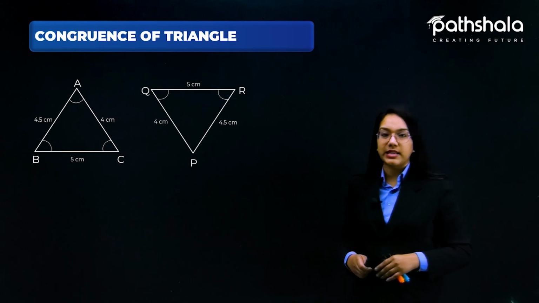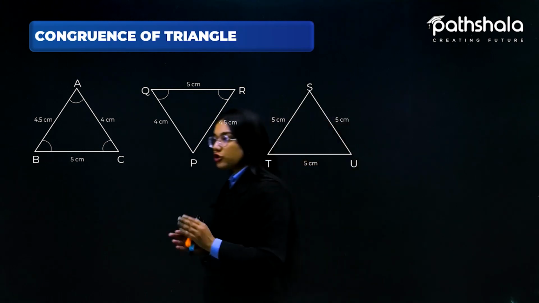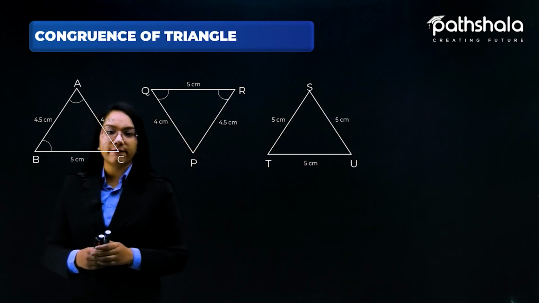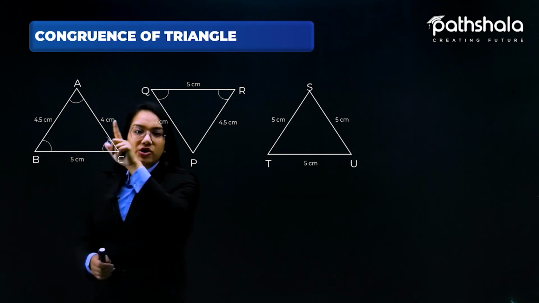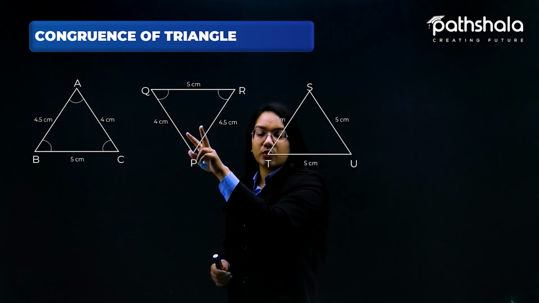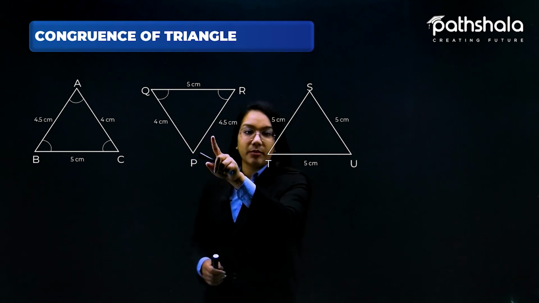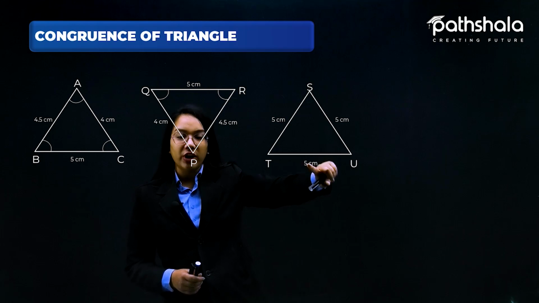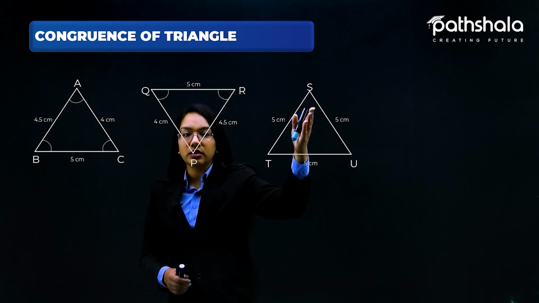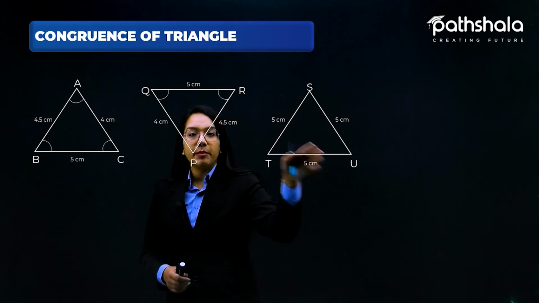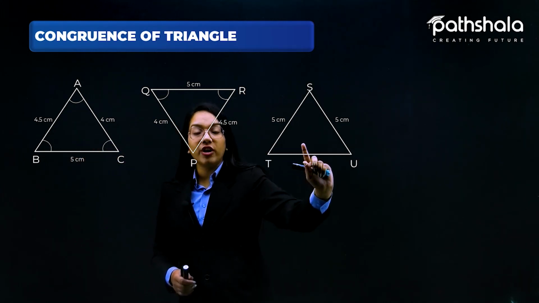Let us take an example of these three triangles. If I talk about the very first triangle, we have the side AB, which is 4.5. Let's see whether there is a side of 4.5 centimeter in the triangle PQR. Yes, we have a side of 4.5 centimeter. Moving further, in this other triangle there is no side which is 4.5 centimeter. It means that this triangle is totally neglected. Why so? Because in both of these triangles we have a common side of 4.5, but over here we do not have a 4.5.